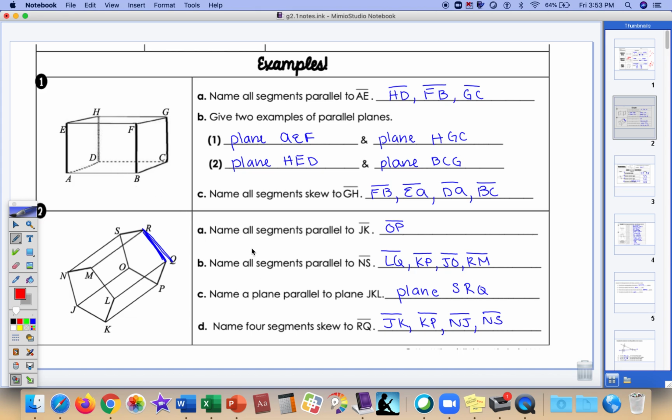Okay, I'm going to let you review the answers down here and make sure that they are in agreement with what you did on your own. Okay, let's go to the next slide.